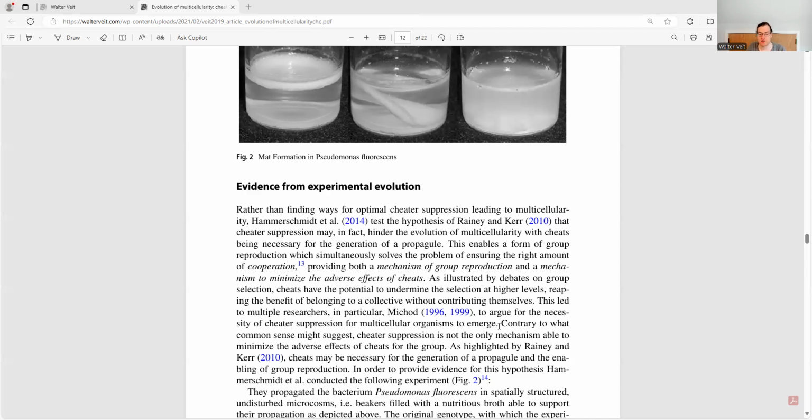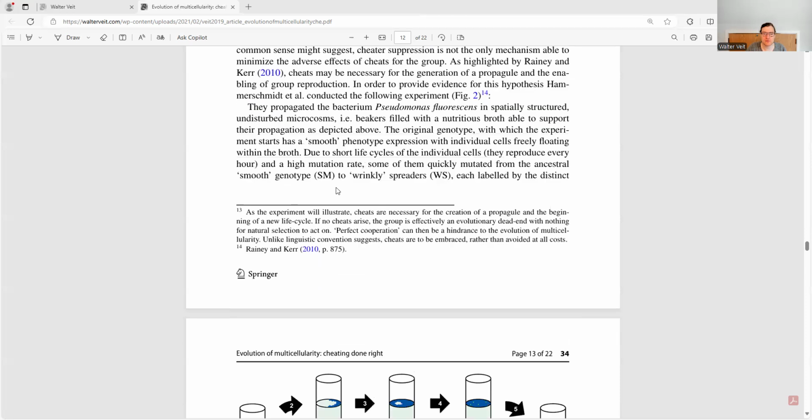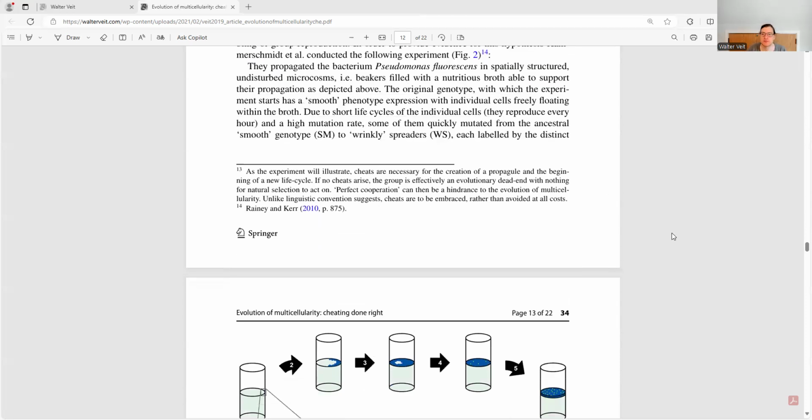As highlighted by Rainey and Kerr 2010, cheats may be necessary for the generation of a propagule and the enabling of group reproduction. In order to provide evidence for this hypothesis, Hammerschmidt et al. conducted the following experiment. See figure 2 up here. They propagated their bacterium Pseudomonas fluorescens in a spatially structured, undisturbed microcosm. That is, beakers filled with a nutritious broth, able to support the propagation depicted above.